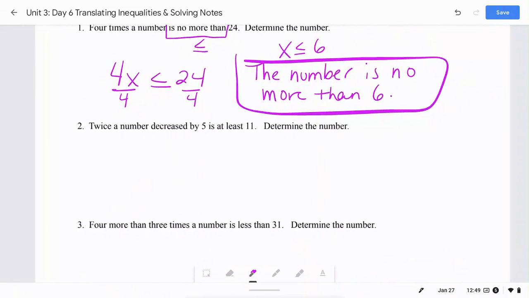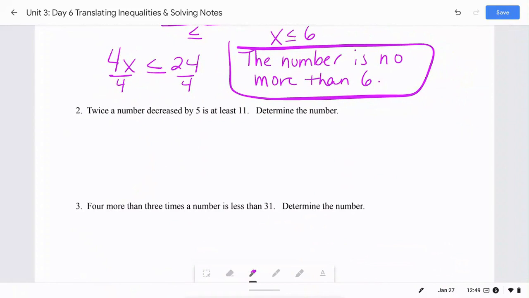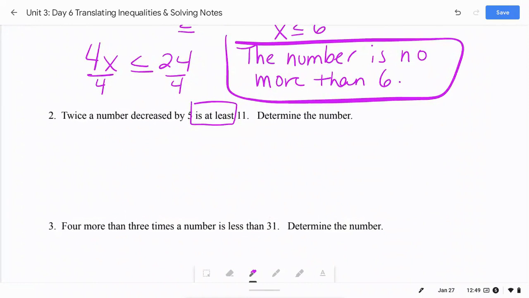Okay, next example is very similar. It says twice a number decreased by 5 is at least 11. Determine the number. So again, let's figure out what inequality symbol to use. So we're going to look for is at least. So at least would be greater than or equal to. And then twice a number, I can write as 2x. Decreased by 5 would mean minus 5. Is greater than or equal to, because it says is at least 11.